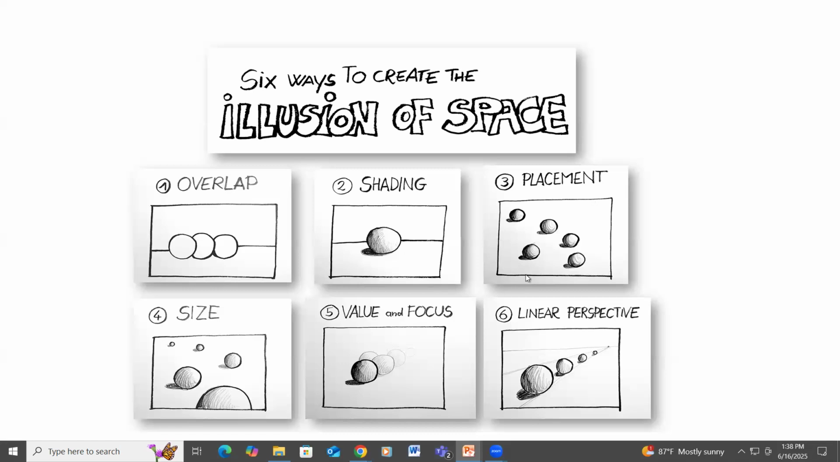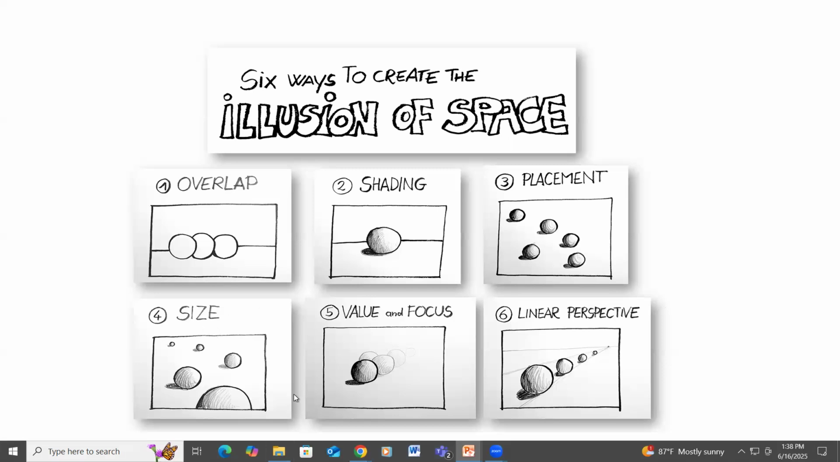Placement, or what is often called vertical positioning. In general, if all things are equal, if the size of each of these circles, and they don't necessarily have to be circles, is exactly the same, and the amount of value contrast on them is just about the same, and the way the values are working on them is just the same, and there's no overlapping, we still will generally believe that the ones closer to the bottom of the page are closer to us, and the ones closer to the top of the page are further away. That's called the vertical positioning.